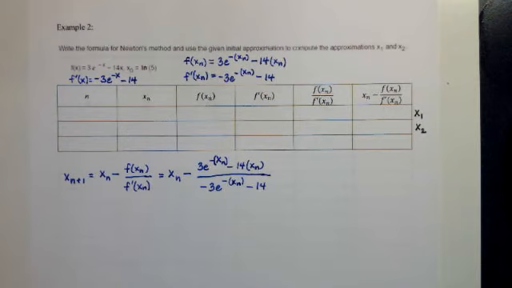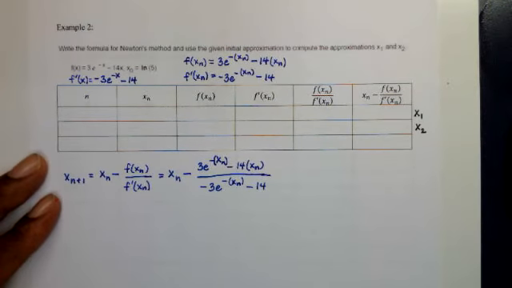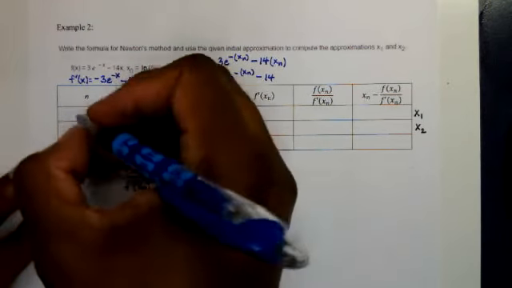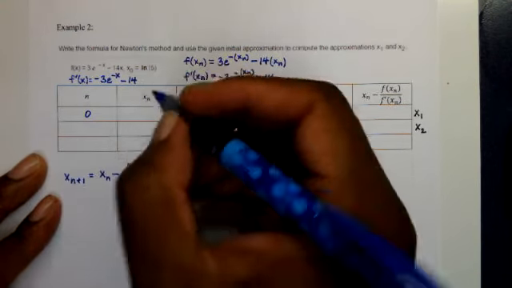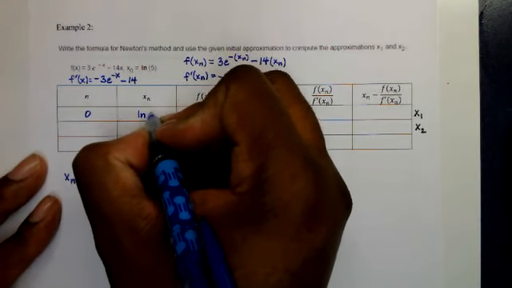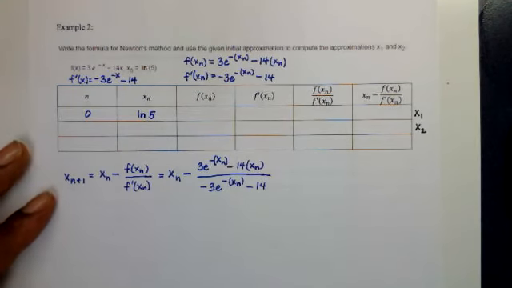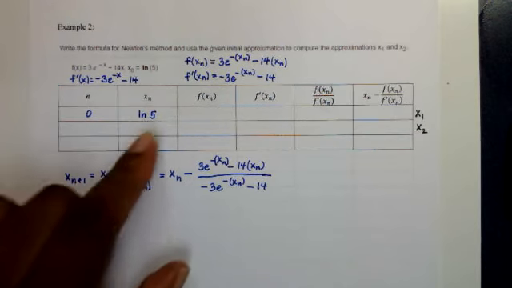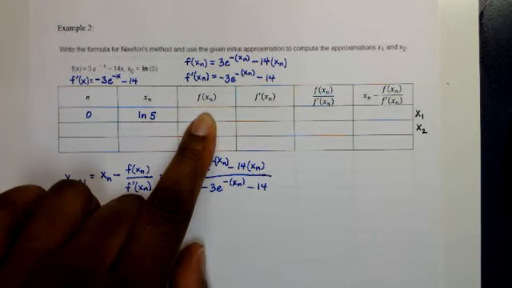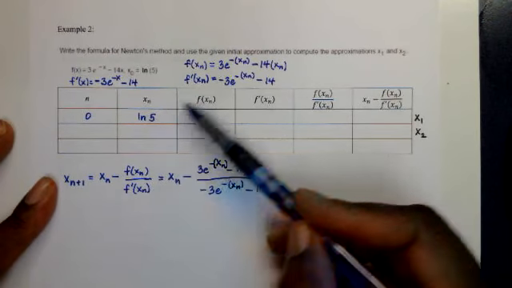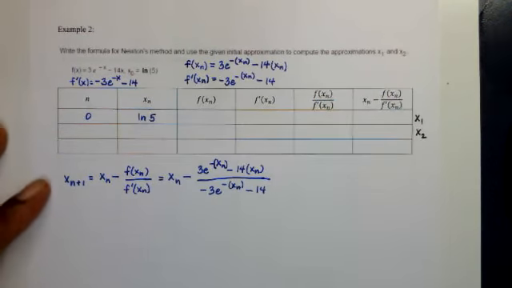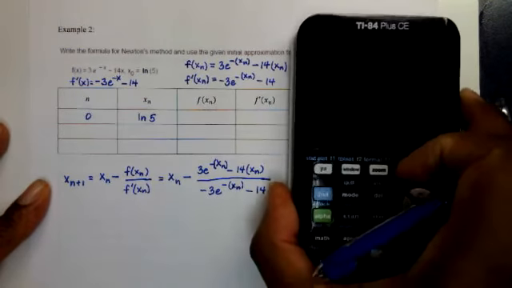Now let's use that and the given approximation to compute the approximations for x1 and x2. So here you're given that x of 0 is ln of 5, so your n starts off as 0. To find f of x of n, your x of n is ln of 5, so every x of n you're going to replace with ln of 5. Now I'll show you how to do that on the calculator.